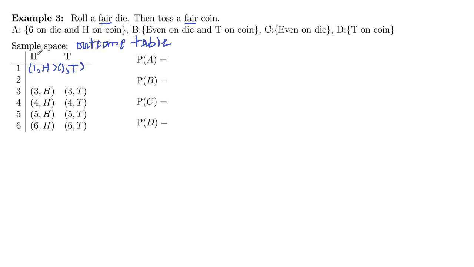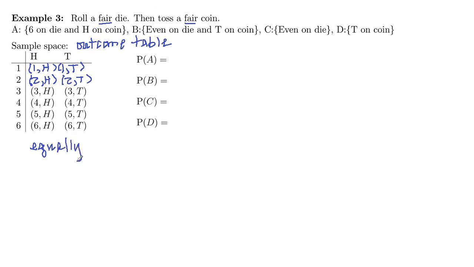We could roll 2 on the die and heads on the coin, 2 comma H. Or we could roll 2 on the die, tails on the coin, 2 comma T. And then we keep going here. So we get 3 heads, 4 heads, 5 heads, 6 heads, 3 tails, 4 tails, 5 tails, 6 tails. So we've got 12 outcomes here, and they are equally likely because each choice here is equally likely and the same thing here. So these are equally likely.